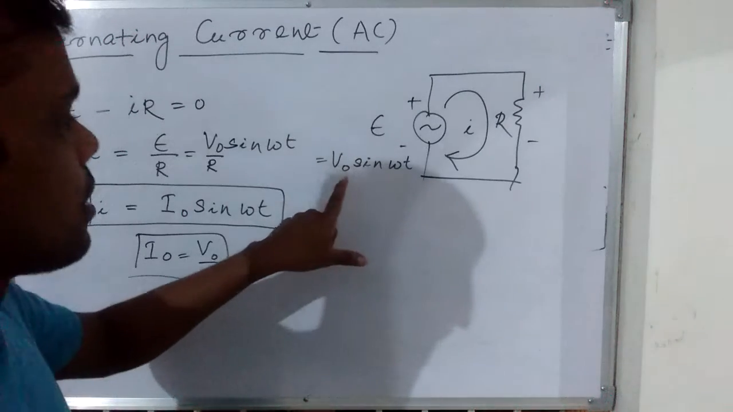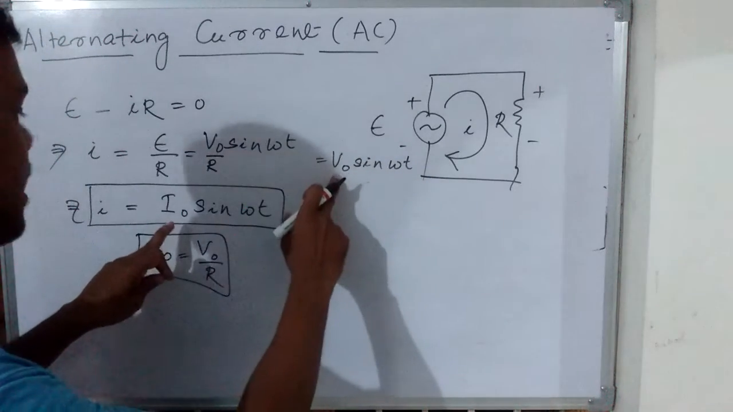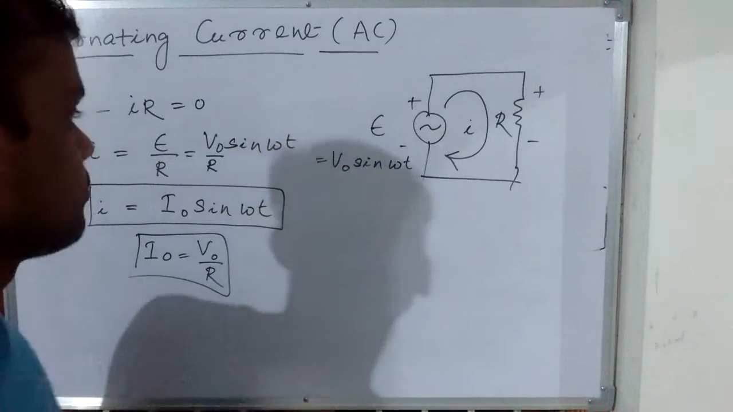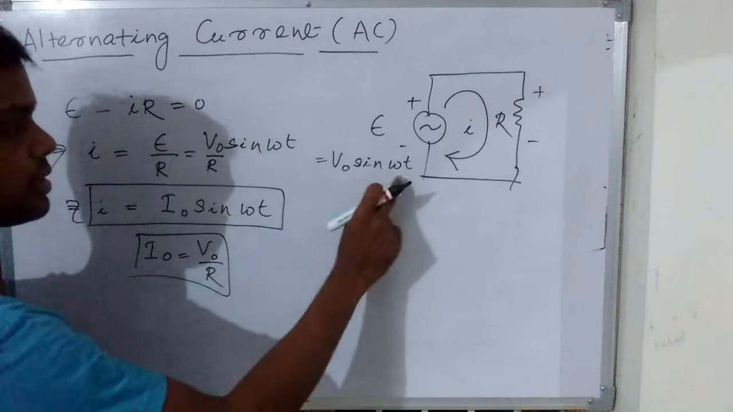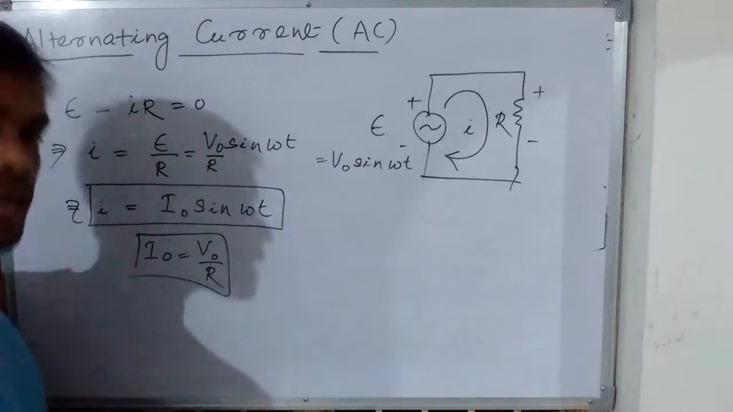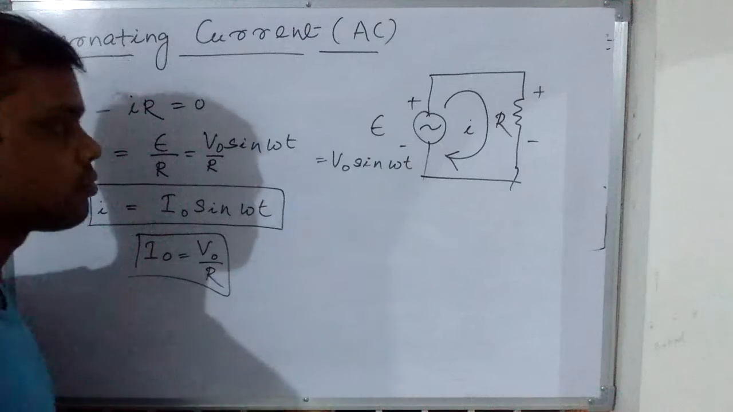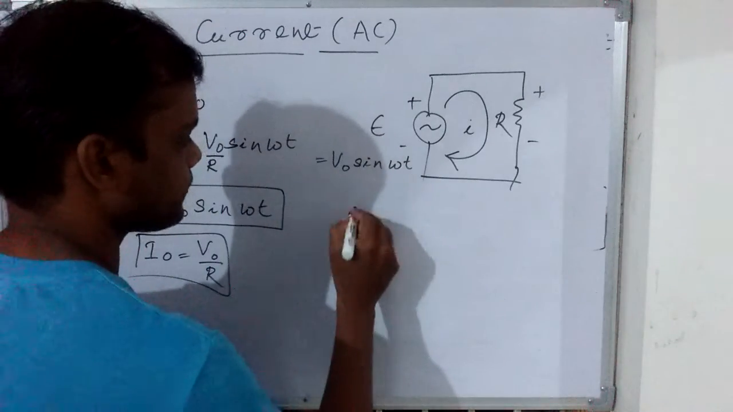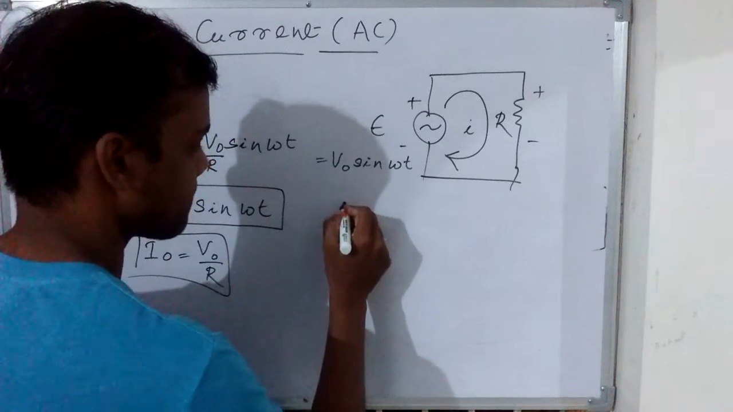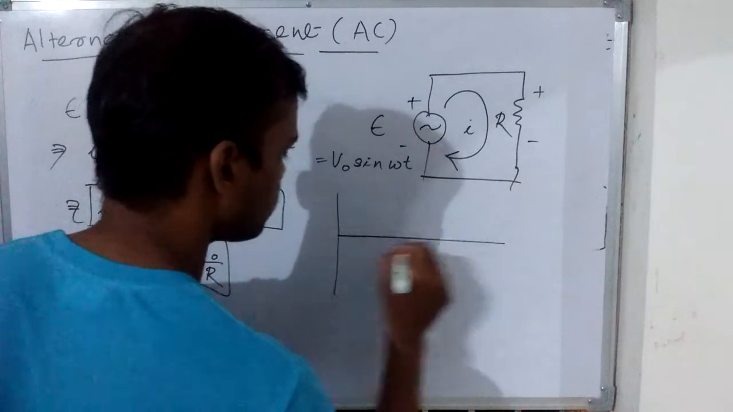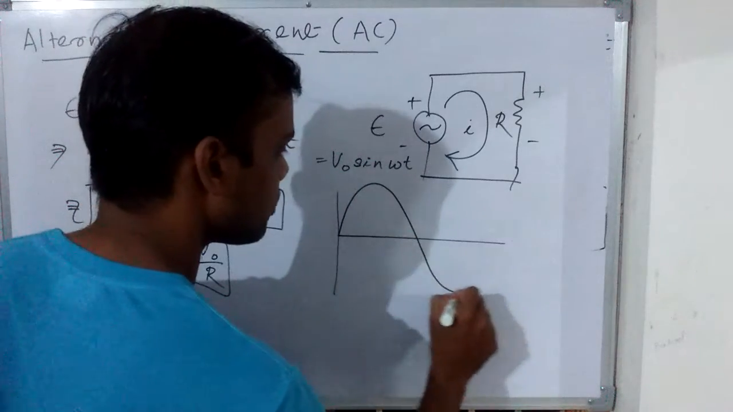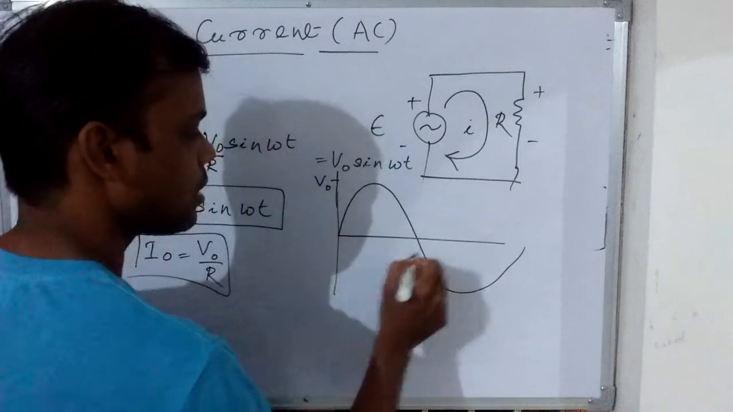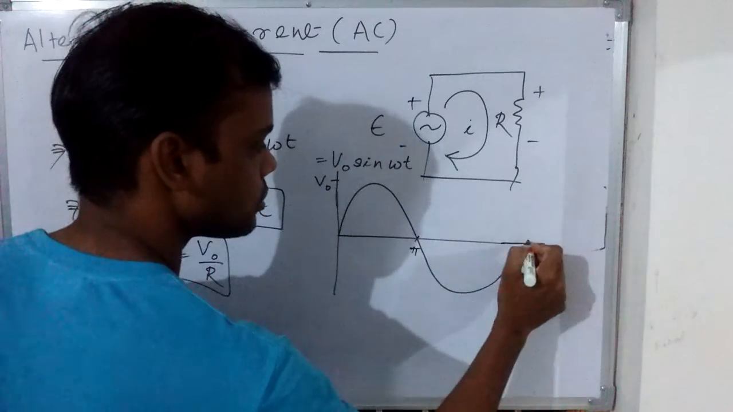Observation 1 is the amplitude of the current depends upon the amplitude of the voltage, for sure. But look at the phases. Here the phase is omega t, here also the phase is omega t. That means no phase difference, 0. How do we draw the waveform here? Let us draw the waveforms. First I will draw the voltage waveform. It is a typical sinusoidal wave. Its amplitude is V naught. This is pi and this is 2 pi.